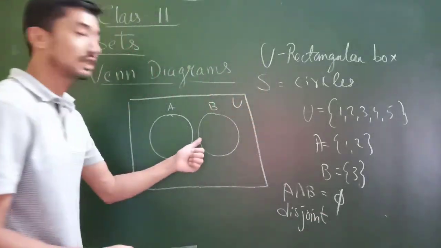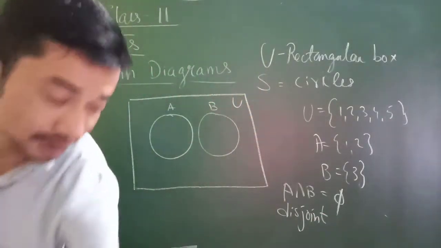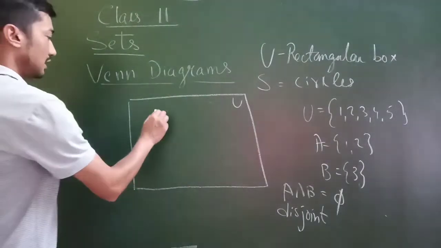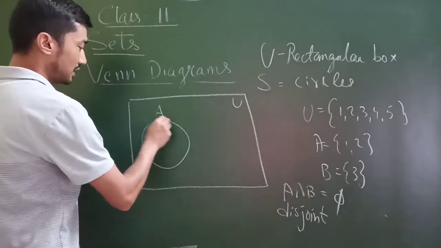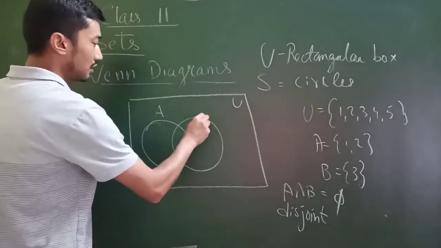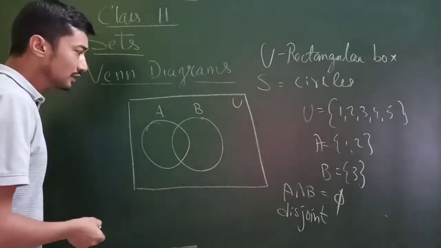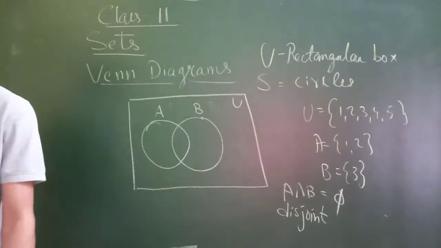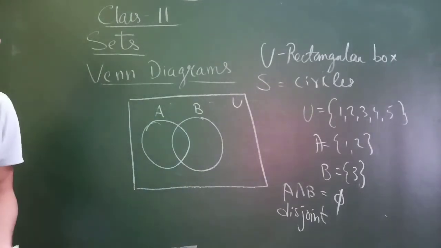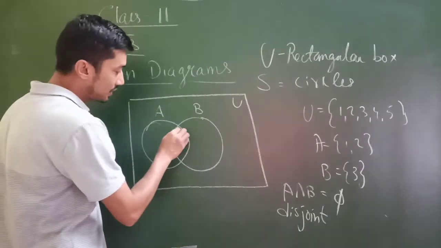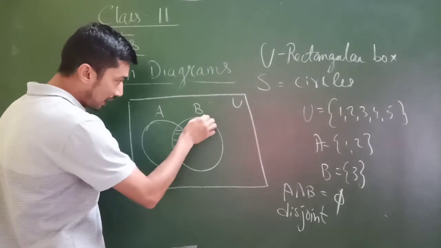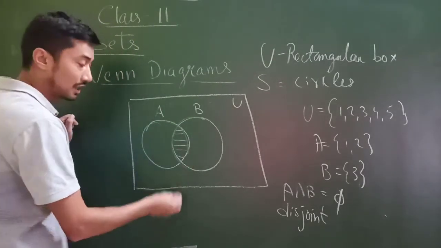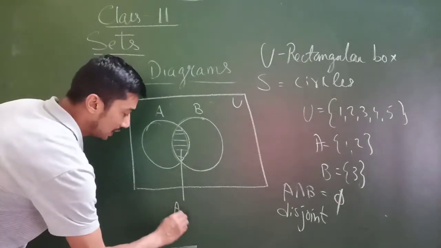So we want to represent disjoint sets. Suppose we have a combination of sets A and B. Usually, in a division, if there are any common elements between set A and set B, then that is the common region. That common region is A intersection B.